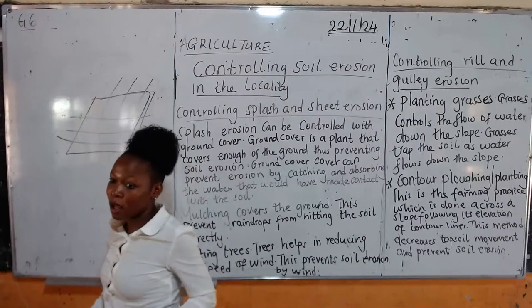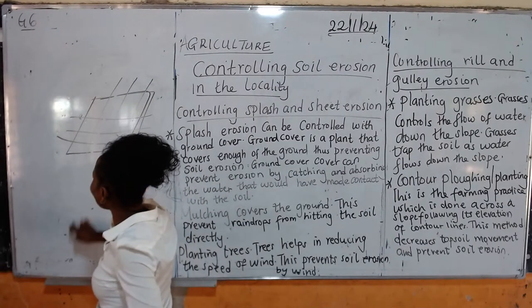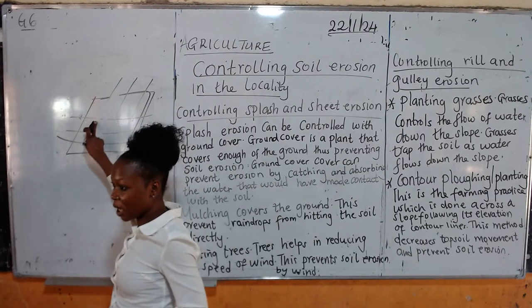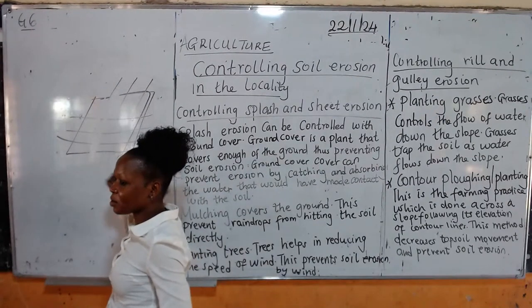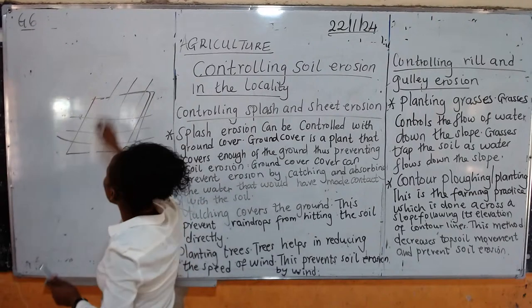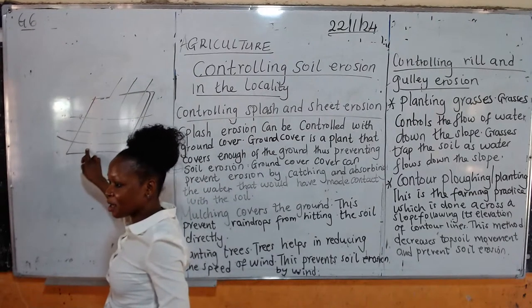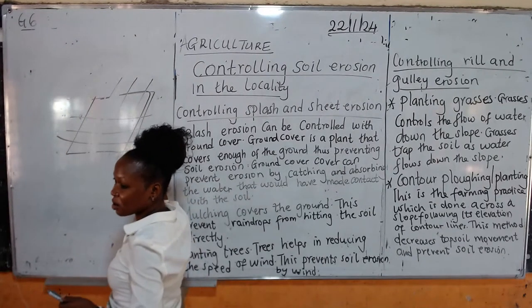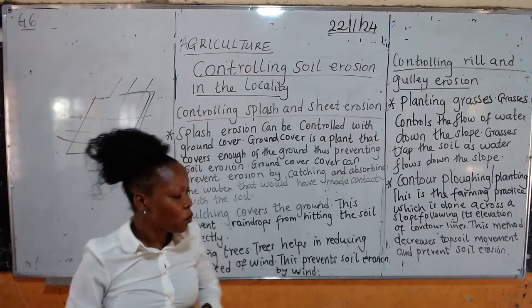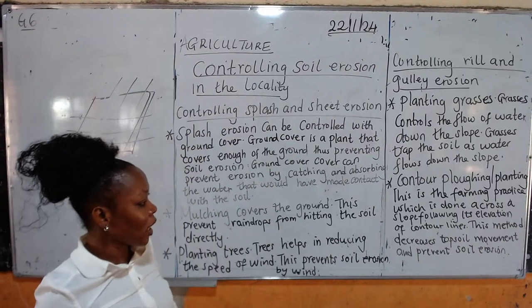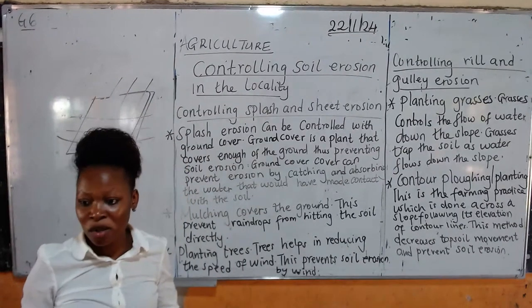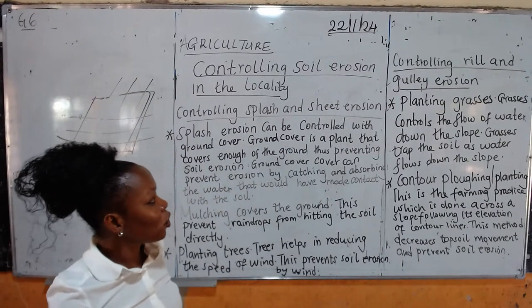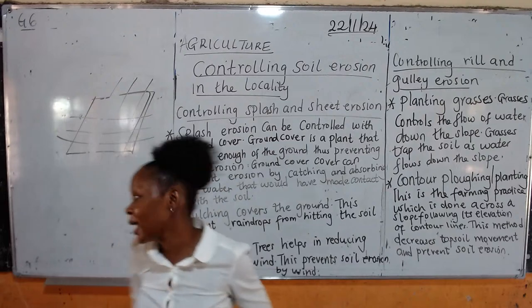But not downwards, okay? Because the moment I just do farming downwards like this, I'm going to have some channels, okay? I will form some channels. Then as rainwater comes, or maybe it's raining, the rain is going to follow these lines, which can further develop into rill erosion. But we need to do it across, to prevent the movement of the topsoil, okay? So that is the second method that you can also do in order to prevent rill and gully erosion.